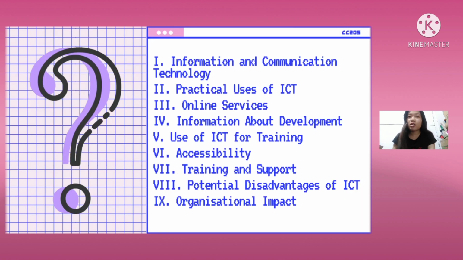So here are the list of subtopics under ICT. I myself will be discussing this from information and communication technology until organizational impact.